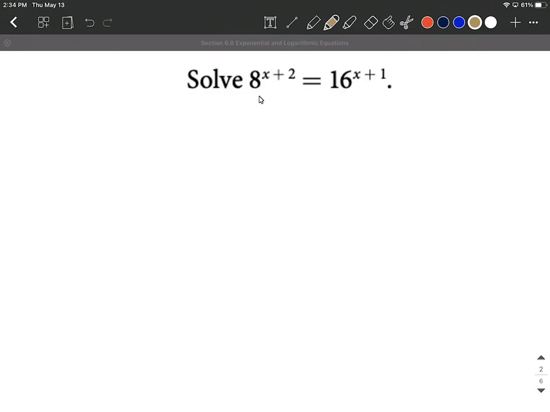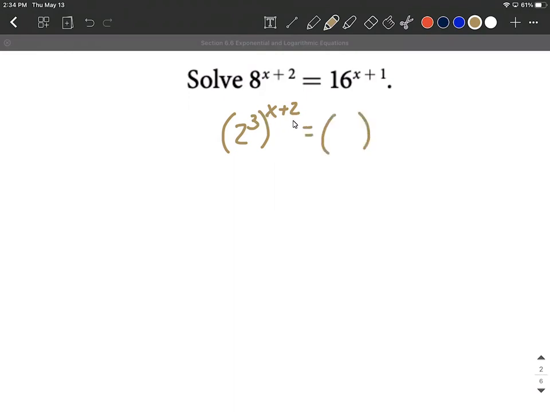Instead, we have to go a little bit smaller than 8. We also can't use 4, squared is 16. We can't rewrite 8 as 4 to a power. So instead, we're going to have to go all the way down to 2 to a power, because 16 can be rewritten as 2 to the 4th, and 2 to the third power is 8. So since the 8 is raised to the x plus 2 power, I'm going to replace the 8 with 2 cubed. That's still going to be raised to the x plus 2 power.